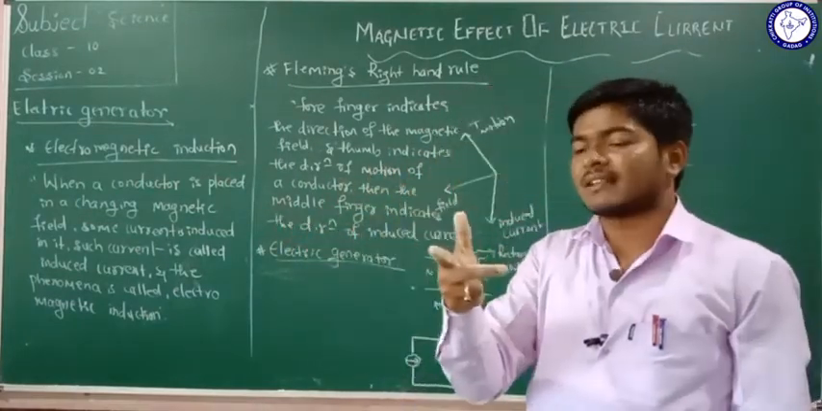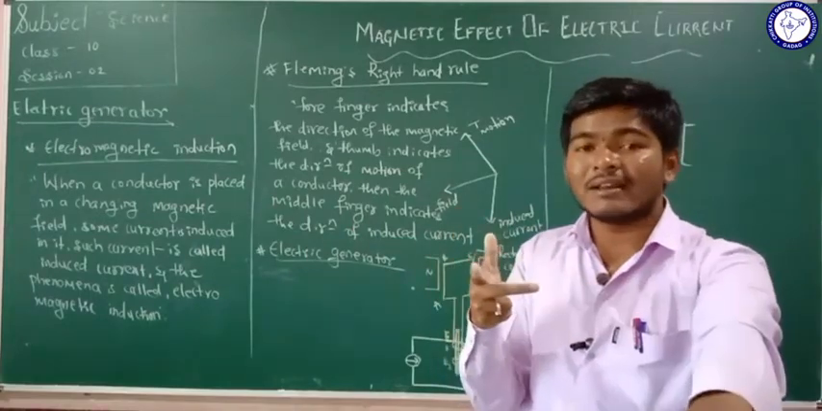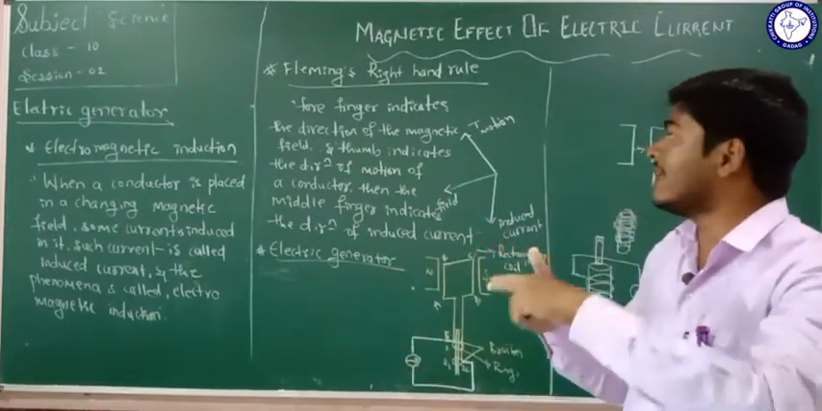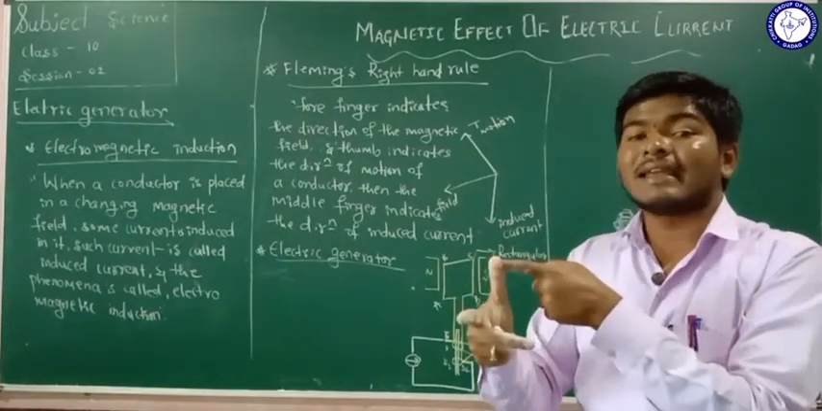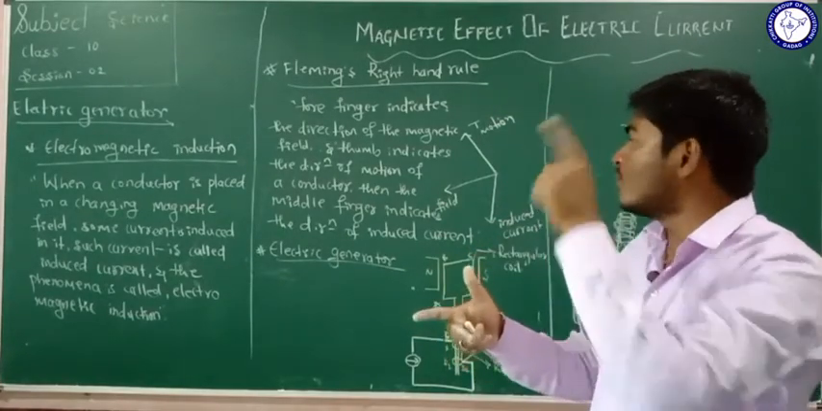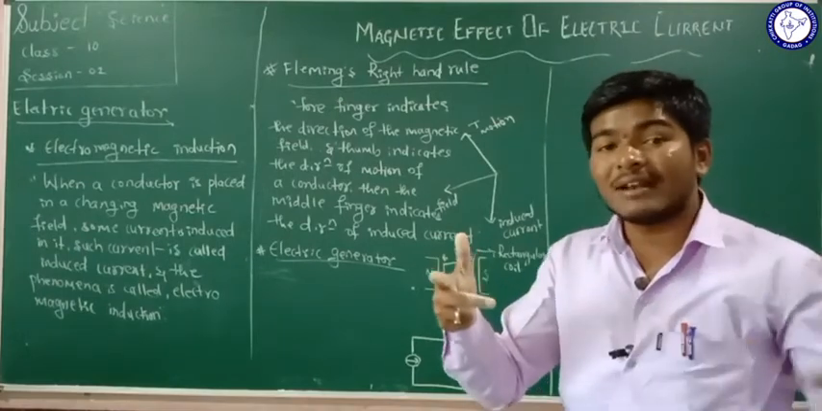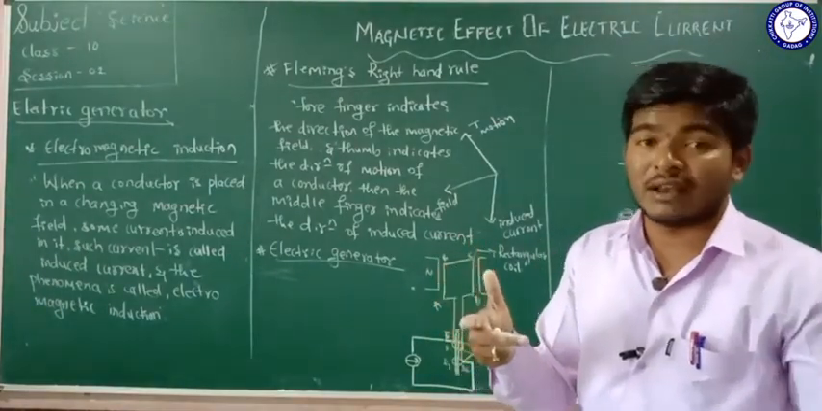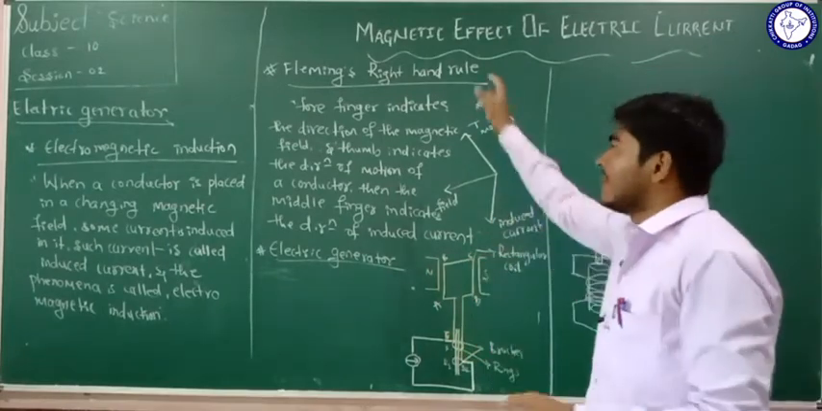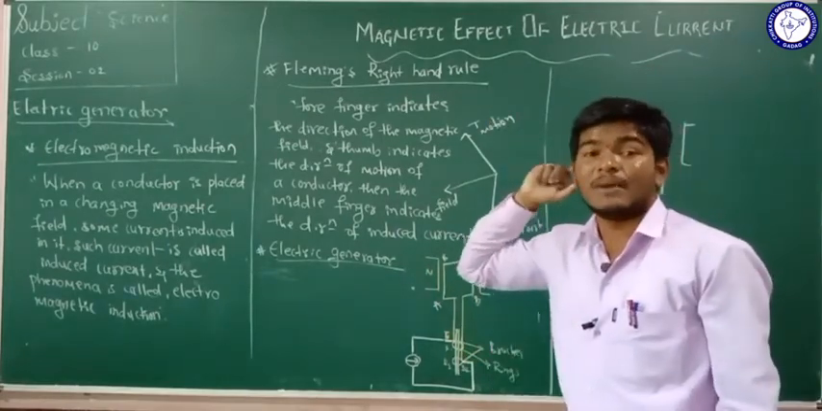So the electric generator is based on the principle of Fleming's right hand rule. According to Fleming's right hand rule, the forefinger indicates the direction of the magnetic field, the thumb indicates the direction of the motion of a conductor, and the middle finger indicates the direction of the induced current. With the help of this, the electric generator works.